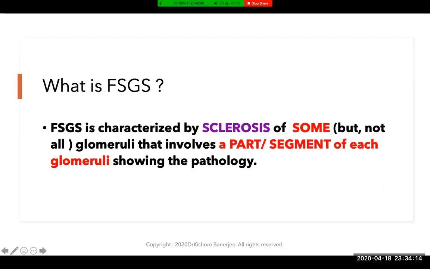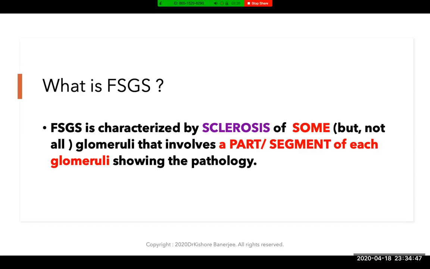So FSGS is characterized by sclerosis, the scar formation, of some but not all glomeruli, which involves a part or segment of each glomerulus. Now, in the context of renal pathology, the terms focal and segmental have a specific meaning, and you need to understand that. The term focal means that if I look at a kidney biopsy and less than 50% of glomeruli are involved by that pathology, only then do you use the term focal. If more than 50% of glomeruli are involved by the pathology, you use the term diffuse.